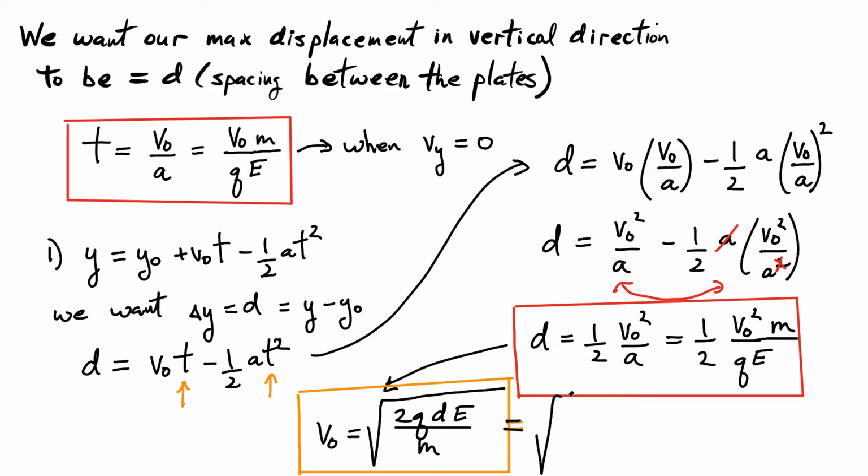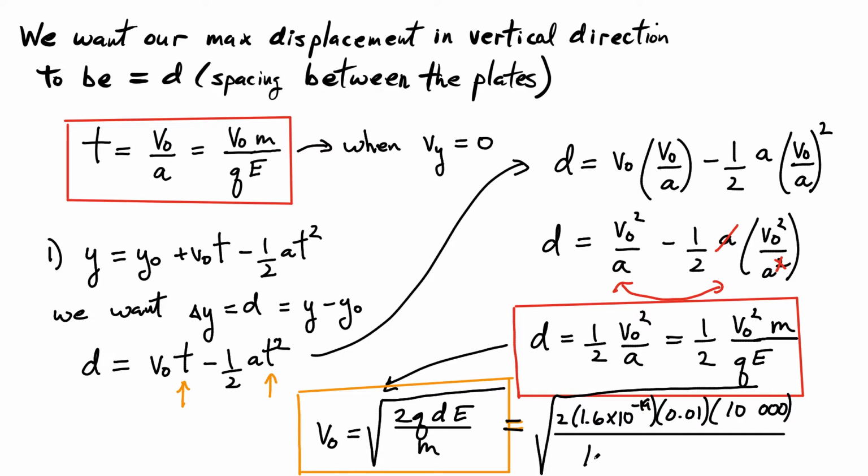You substitute the numbers over here, we get kind of a big expression. We get 1.6 times 10 to the negative 19. The distance between the plates was 1 centimeter, so this is 0.01 meter. What else? The electric field was 10,000 newtons per coulomb. That's already in SI units. We don't have to convert anything. And the last part here was the mass. The mass is 1.67 times 10 to the negative 27 kilograms.